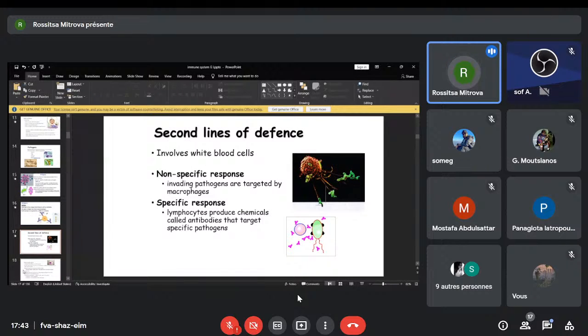We come to the second line of defense. It involves the white blood cells, produced in the bone marrow. The non-specific response is when invading pathogens are targeted by the macrophages, and the specific response comes when lymphocytes produce chemicals called antibodies that target the specific pathogens.